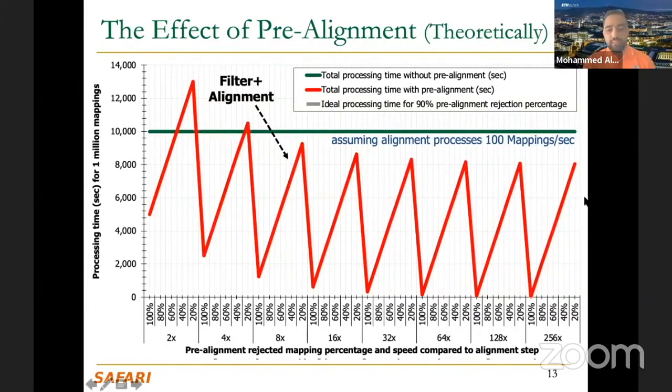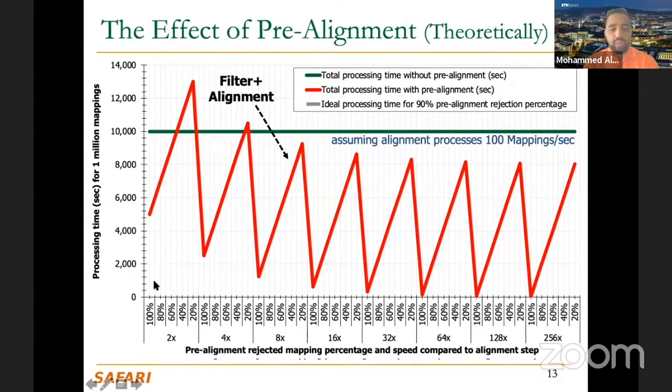What does it say? Focus at this point, for example. If the filter rejects everything, so 1 million pairs get rejected, what does that mean? It means we have zero time for the alignment because nothing comes out of the filter. The only time we calculate here is the filtering, because the only thing operating is the filter. And the filter is 2x faster than the alignment. That's why the runtime here is around 5,000 seconds, which is half of the alignment.